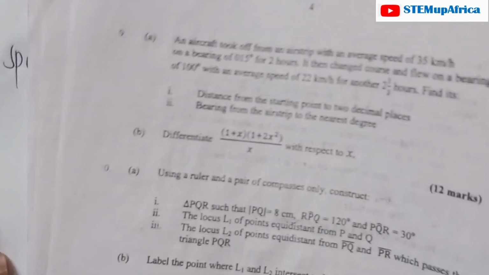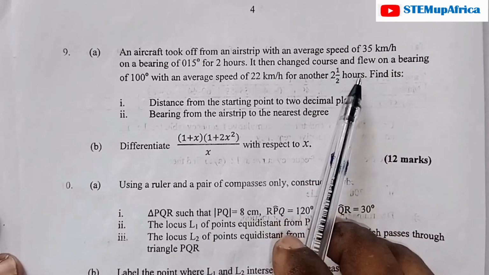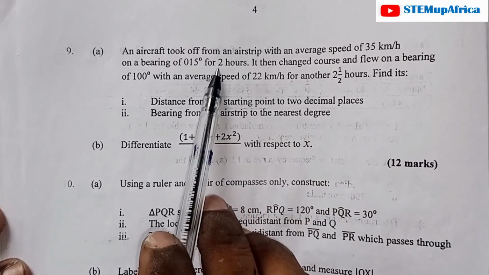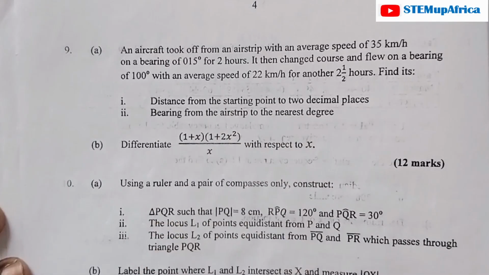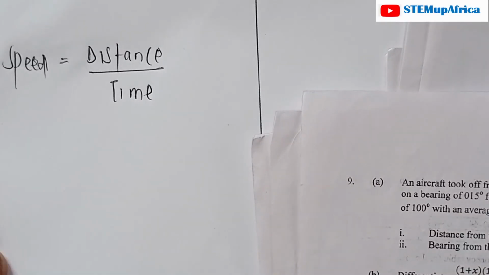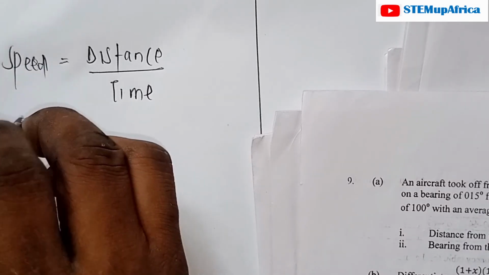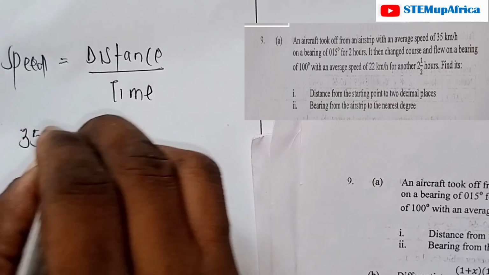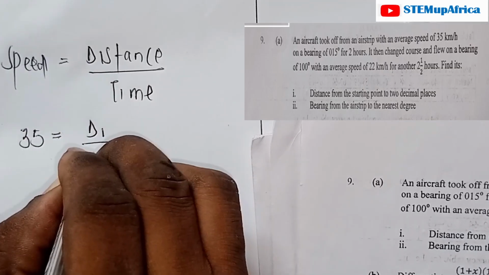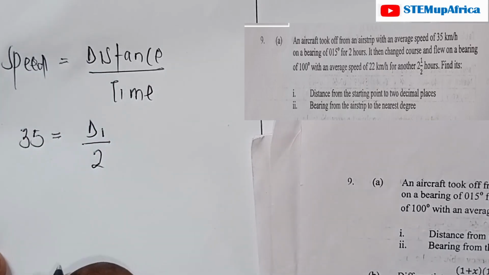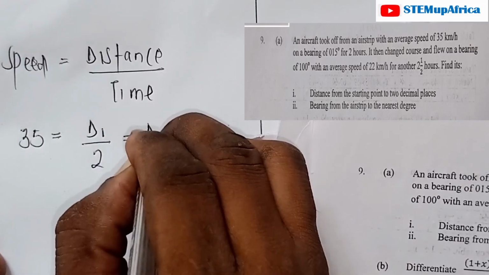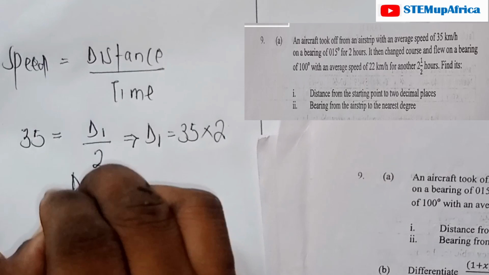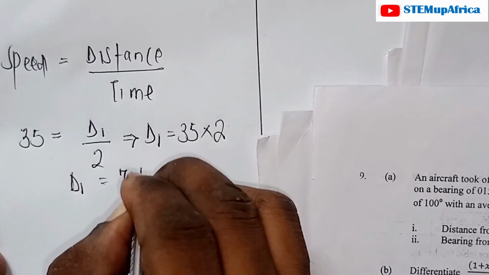So for the first distance, the aircraft flew at 35 kilometers per hour, which is the speed, and it did that for 2 hours. So let's find the first distance. In place of the speed, I'm having 35, is equal to, let's call the first distance d1, the time used to do so is 2. So if I cross multiply, my d1 will simply give me 35 times 2. d1 is simply 70 kilometers.